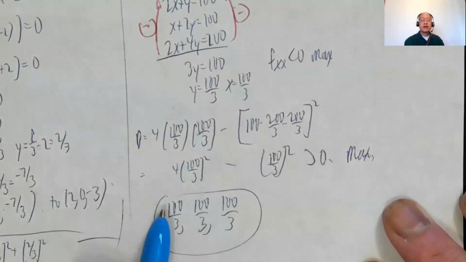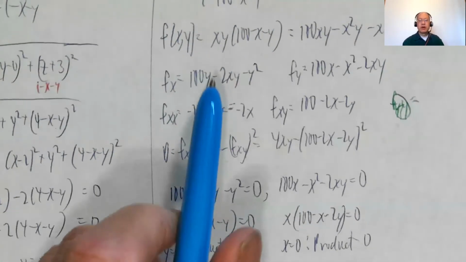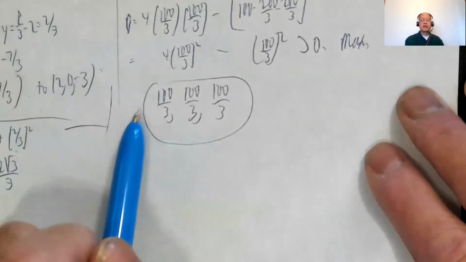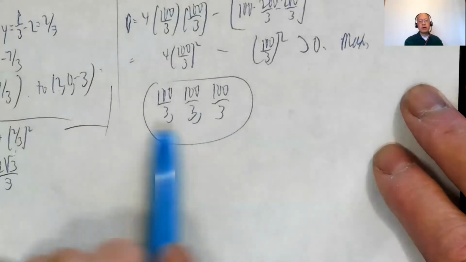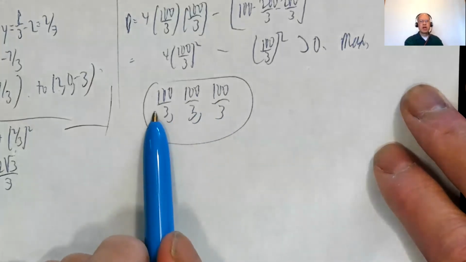Okay. And if the 3 numbers have to add up to 100, x is 33 1/3, y is 33 1/3, z also has to be 33 1/3. So they're all 33 1/3, 100 over 3. What are the 3 values? 100 over 3.